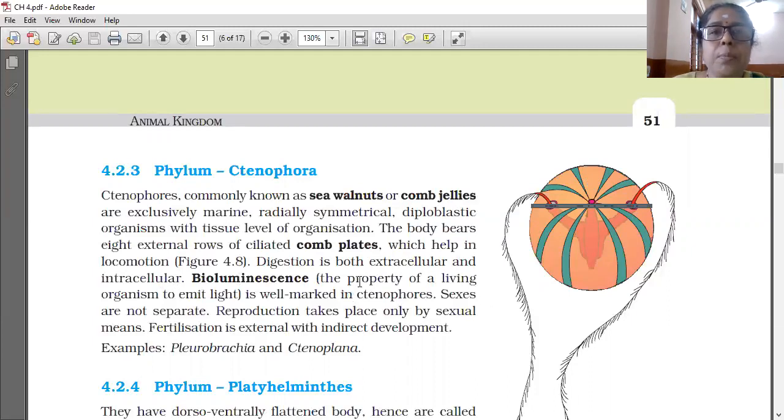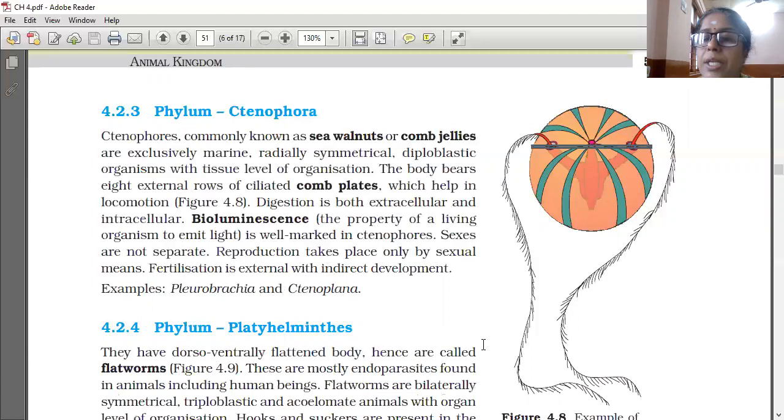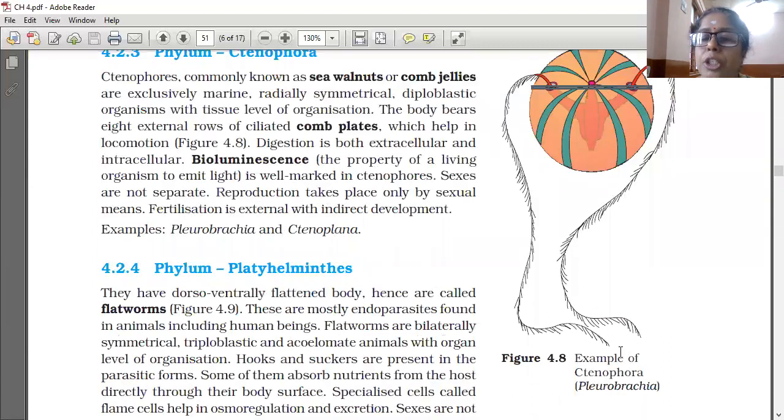Bioluminescence means, like a firefly, how a living organism produces or emits light. It is the property of living organisms to emit light, well marked in ctenophores. Sexes are not separate. Reproduction takes place only by sexual means. Fertilization is external with indirect development. Examples: Pleurobrachia and Ctenoplana.